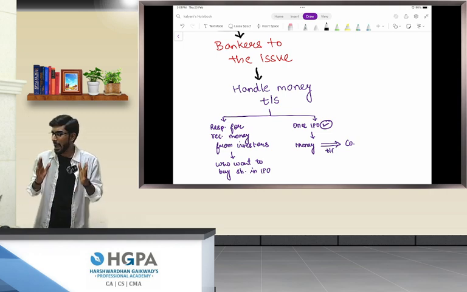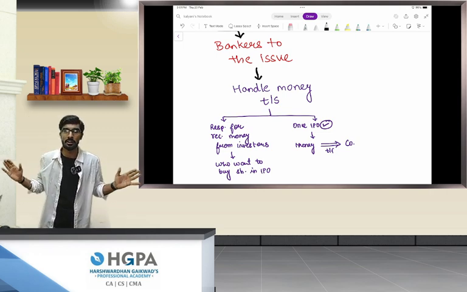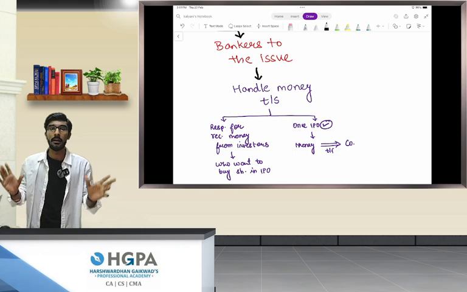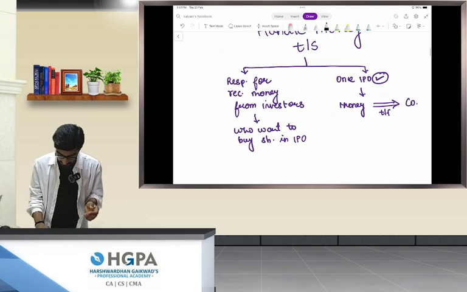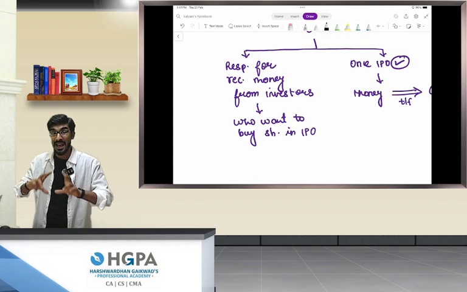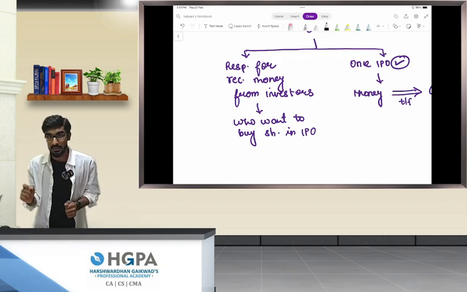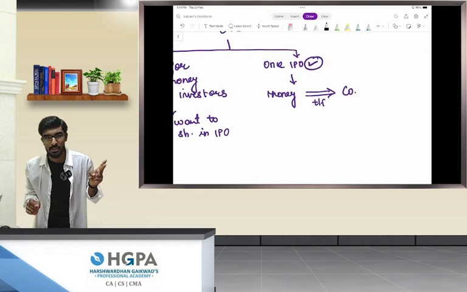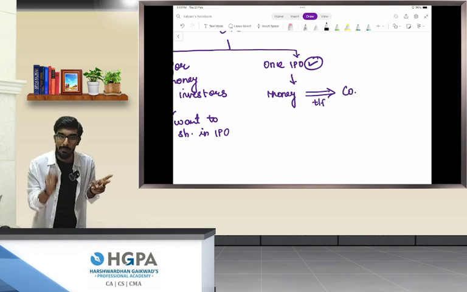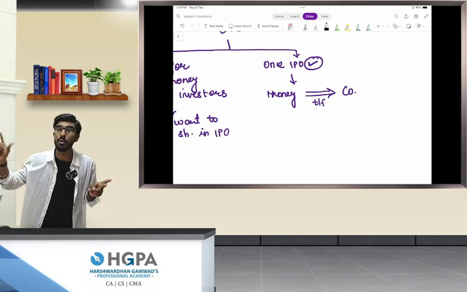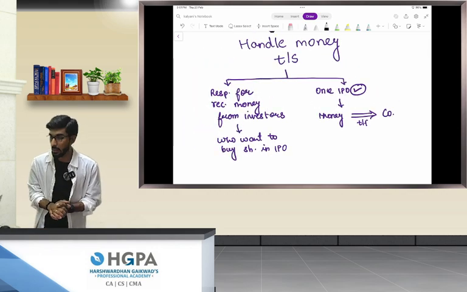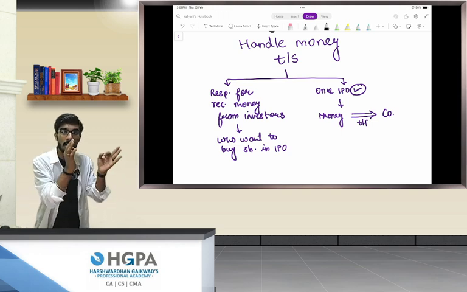Next, banker to the issue. The banker to the issue handles all the transactions that are related to money. He is responsible for receiving money from the investors who want to buy shares in the IPO, obviously. Number two, once the IPO is done, the money that it receives is transferred to Lenskart. Clear?